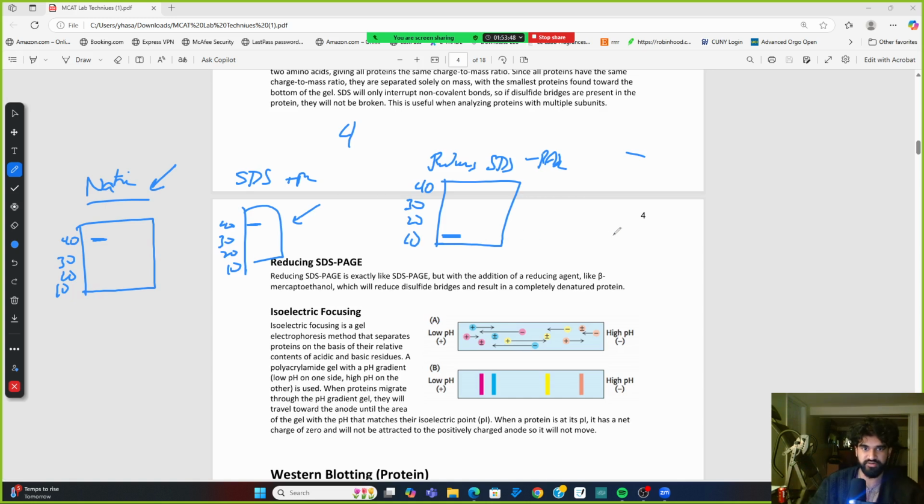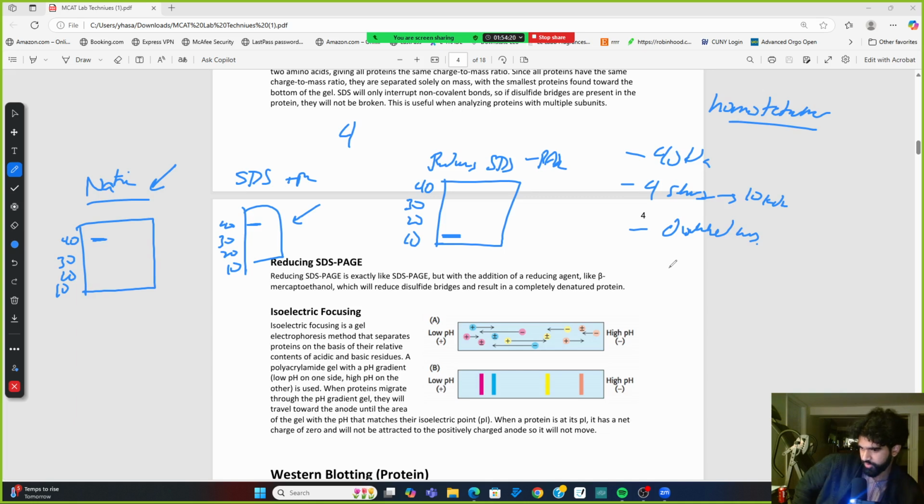Here's what we learned just from these 3, right? It's a 40 kilodalton protein. It has 4 subunits, each of which are 10 kilodaltons, and all 4 of the subunits are connected by disulfide bonds. Very good. Does that make sense? Cool. So we would call this a homotetramer. A homotetramer. Homo meaning the same, and tetramer meaning 4 pieces. 4 pieces making the same thing.